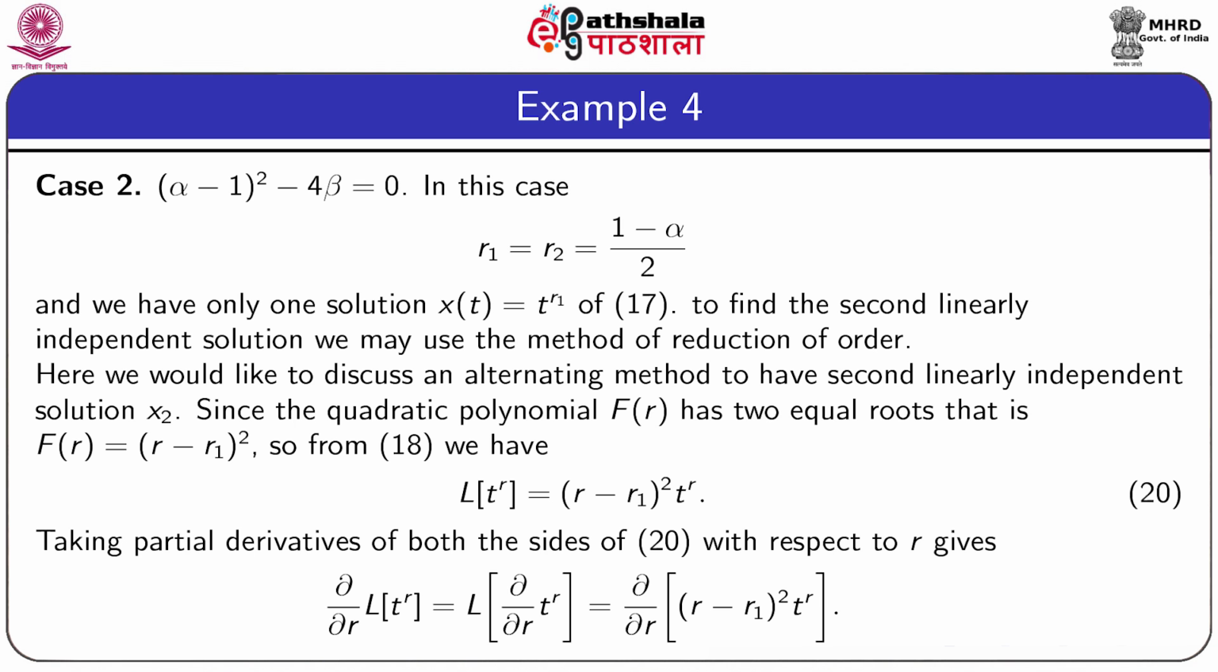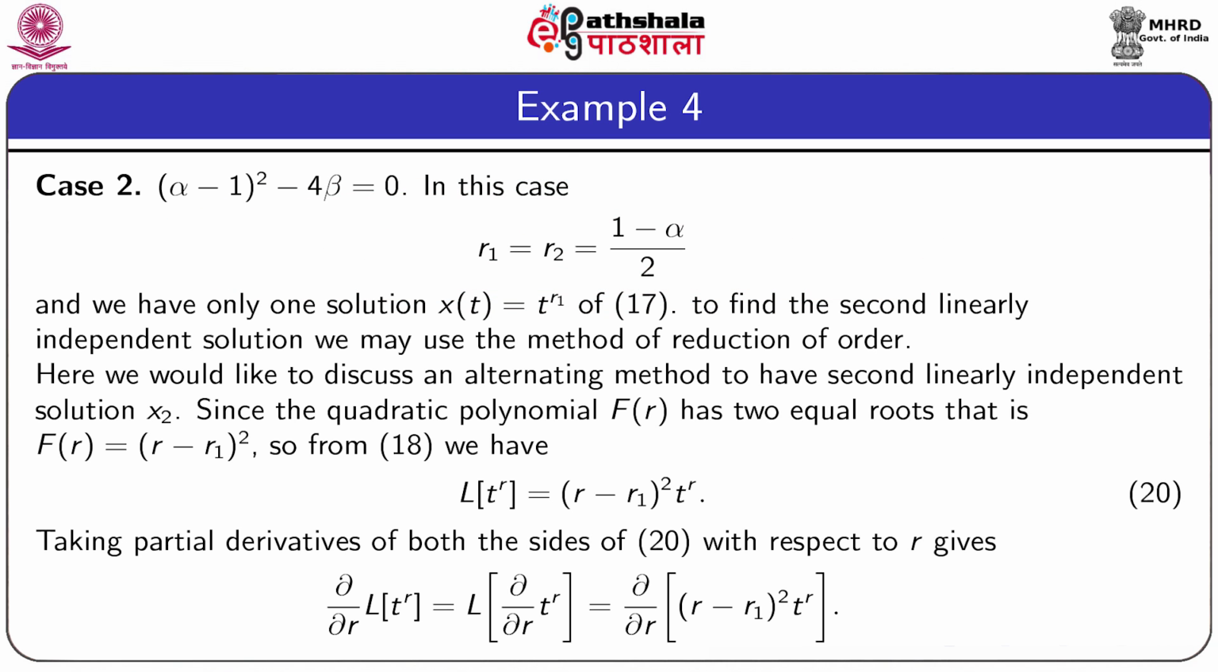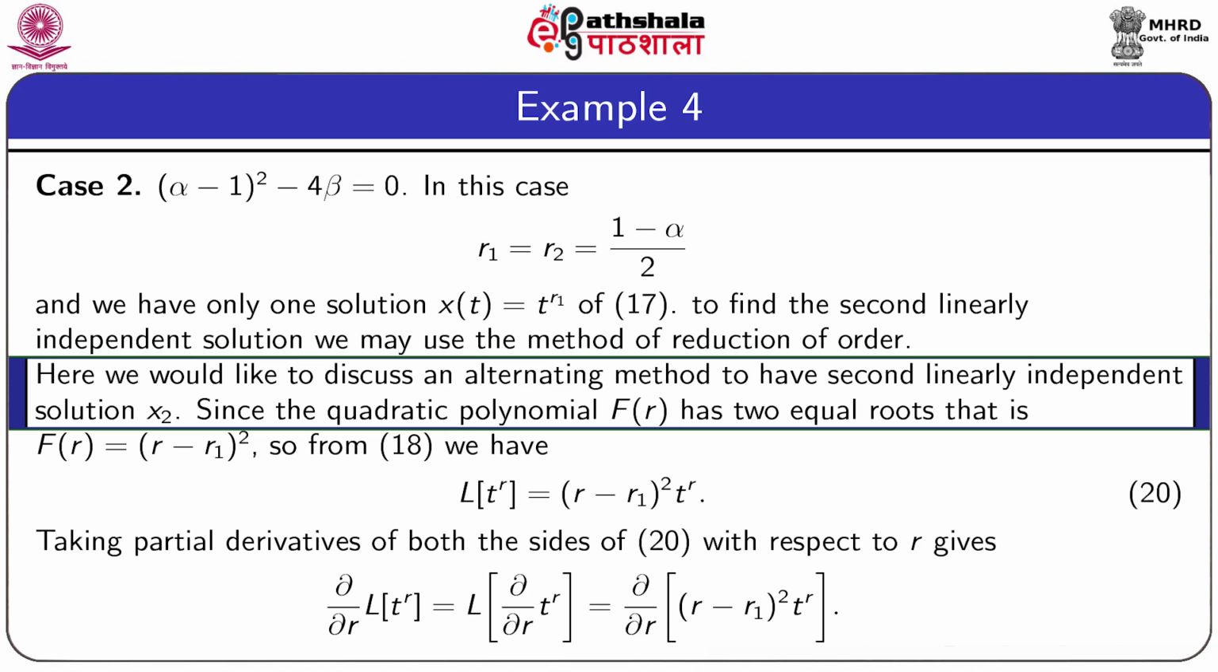In case 2, we consider alpha minus 1 whole square minus 4 beta equal to 0. In this case, r 1 is equal to r 2, which is equal to 1 minus alpha divided by 2, and we have only one solution x(t) equal to t to the power r 1 of 17. To find the second linearly independent solution, we may use the method of reduction of order. Here, we would like to discuss an alternative method to get the second linearly independent solution x 2.